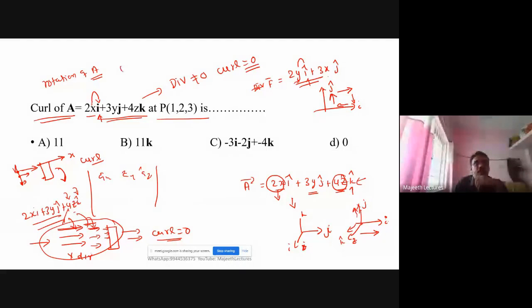Clear? Sorry, it is i, it is x. I means i, so both are in the same direction. This i direction, x also means i direction. The vector and the component are in the same direction. This is j, y also means j direction. Both are in the same direction. It has only divergence, so curl is 0.